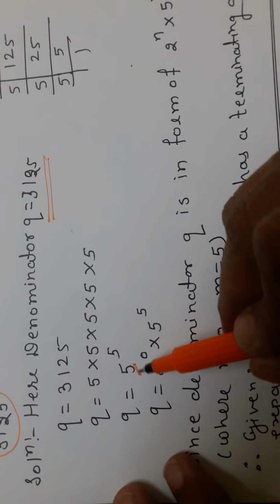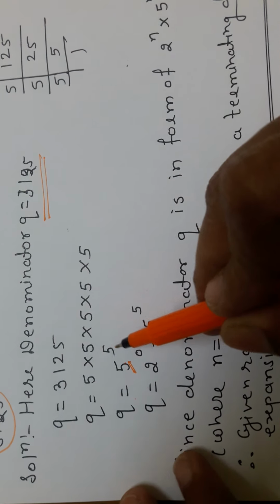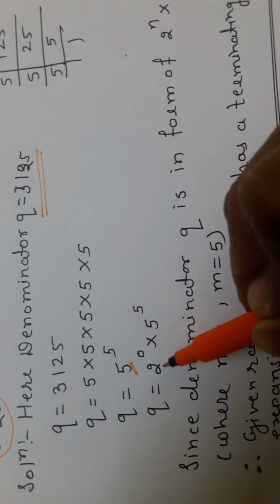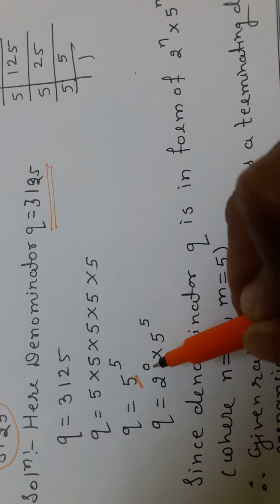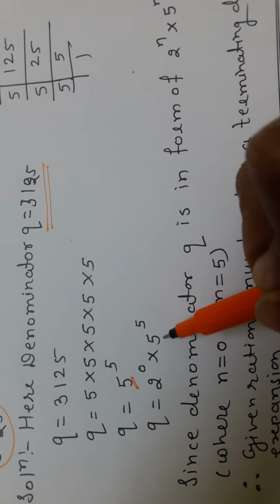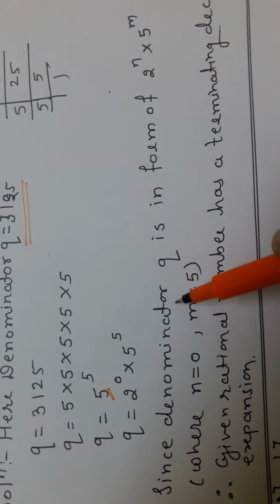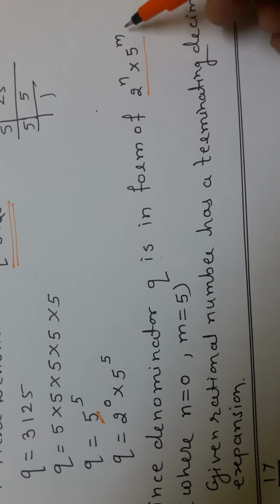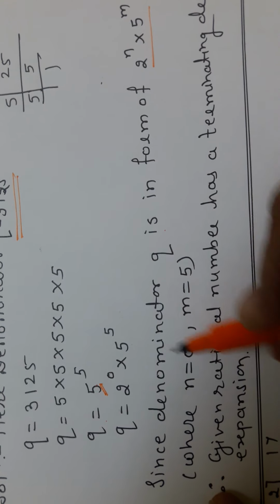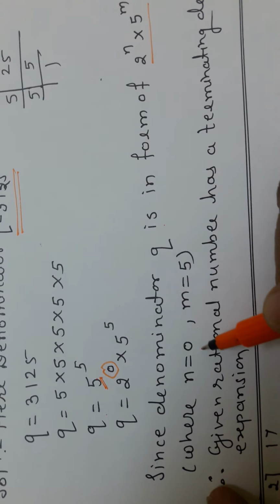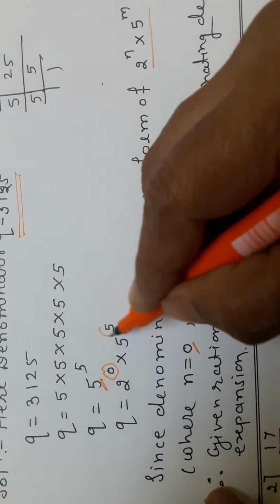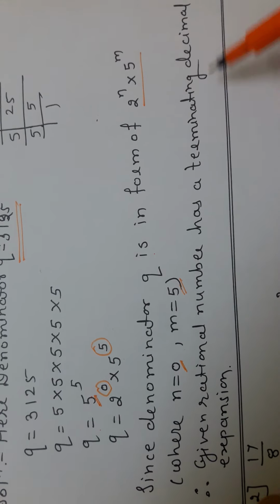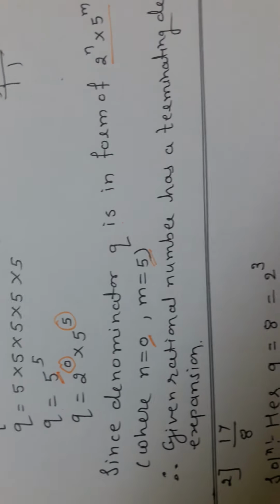Now here q is equal to 5 raised to the power 5. You will think that here no term of 2 is there. So we can write 2 raised to the power 0, because 2 raised to the power 0 is nothing but 1, into 5 raised to the power 5. Since the denominator q is in the form of 2 raised to the power n into 5 raised to the power m, where what's the value of n? 0. What's the value of m? 5. Therefore, the given rational number has a terminating decimal expansion.